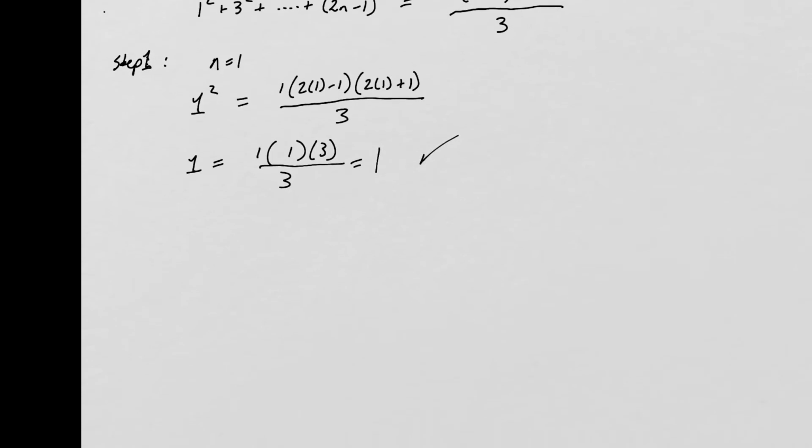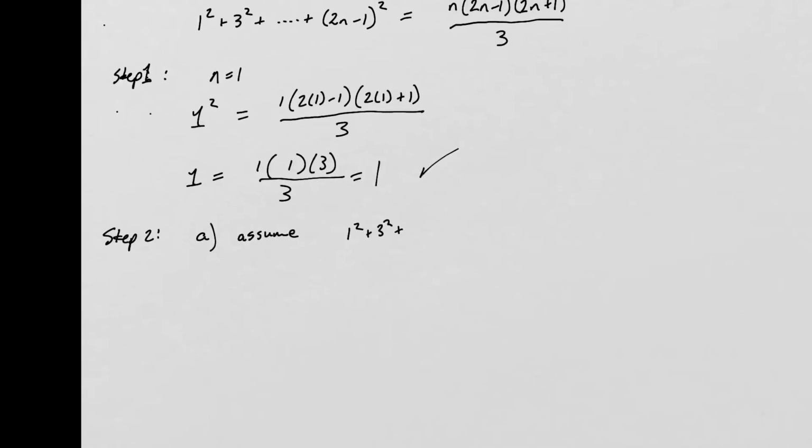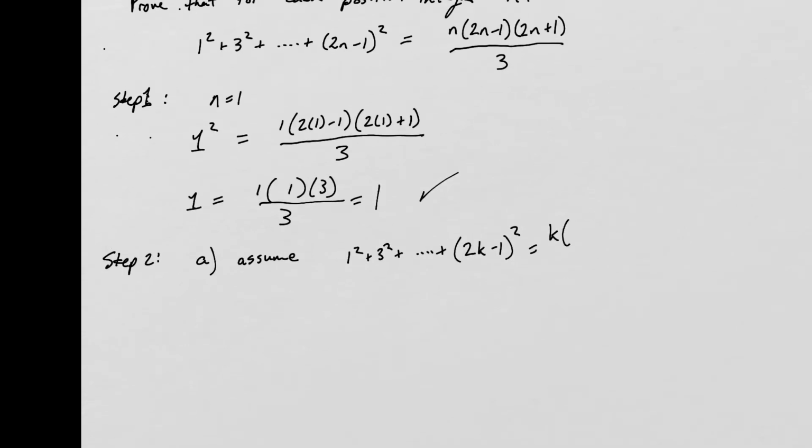So step 2, and I always like to break it down into A and B. So A, we assume 1 squared plus 3 squared plus ... plus 2k minus 1 squared is equal to k times 2k minus 1 times 2k plus 1 over 3. So really what it just ends up looking like is us replacing n with k, and that's kind of true.